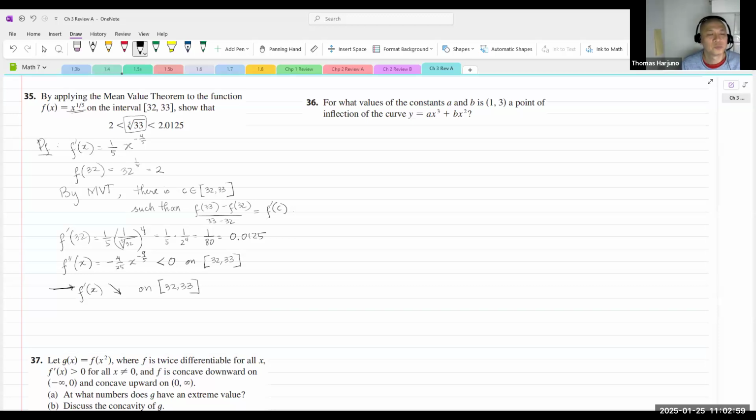Is it right? That also means f prime of 32 is the absolute maximum for the first derivative on that interval.